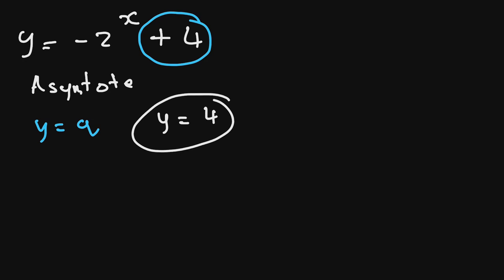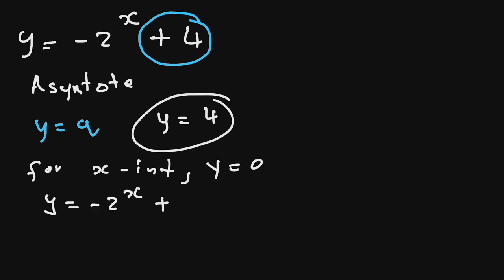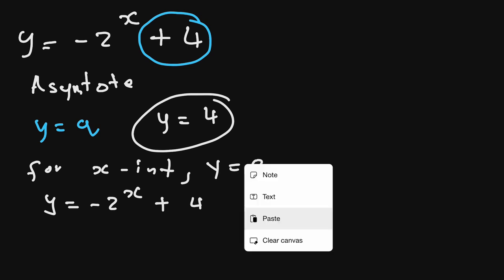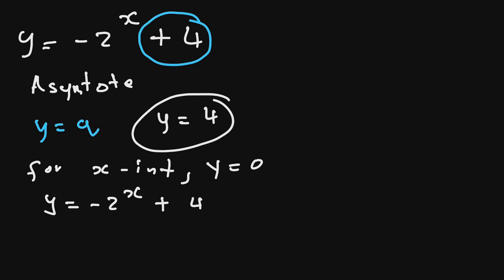After we find our asymptote, we can find the x and y intercepts. Remember, for the x-intercept, the value of y equals 0. So our equation is y equals negative 2 to the power of x plus 4, and where we see y we put 0, because we are looking for the x-intercept. So this is 0 equals negative 2 to the power of x plus 4.